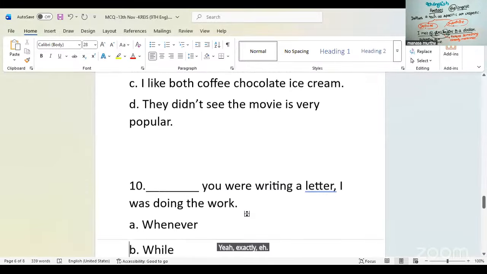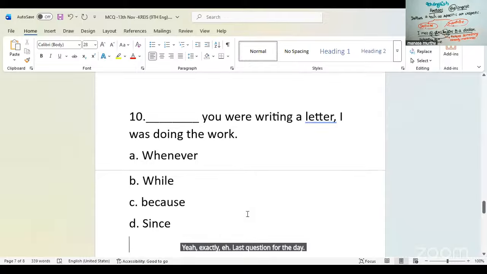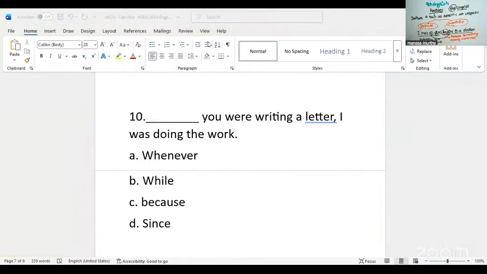Last question for the day. "Dash, you were writing a letter, I was doing the work." Appropriate subordinating conjunction. While writing this letter, I was doing my work. While. Correct. While one work was happening, the other was happening simultaneously. It is B. Exactly, students.